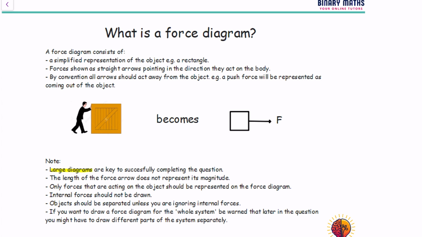The length of the force arrow does not represent its magnitude. Only forces that are acting on the object should be represented on the force diagram. Internal forces should not be drawn. Objects should be separated unless you're ignoring internal forces. If you want to draw a force diagram for the whole system, be warned that later in the question, you might have to draw different parts of the system separately. So it's best to draw it separately.